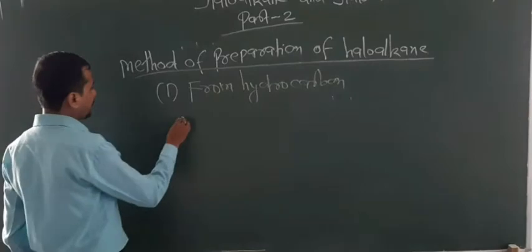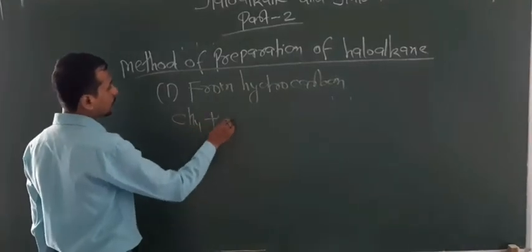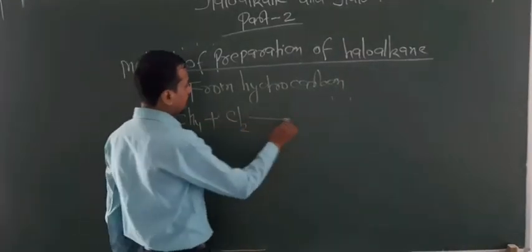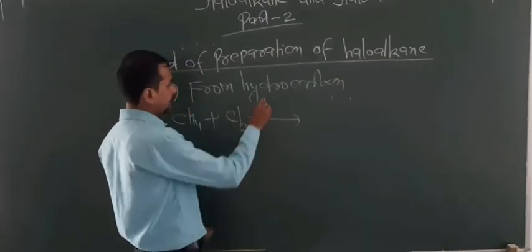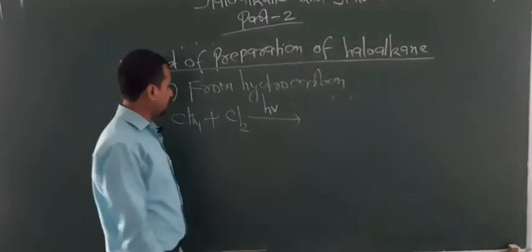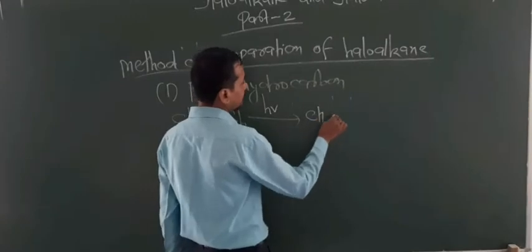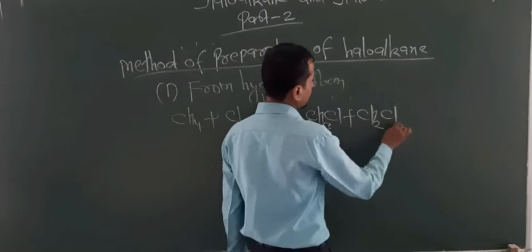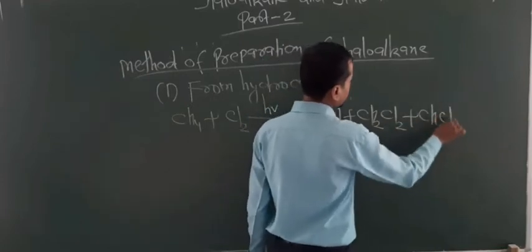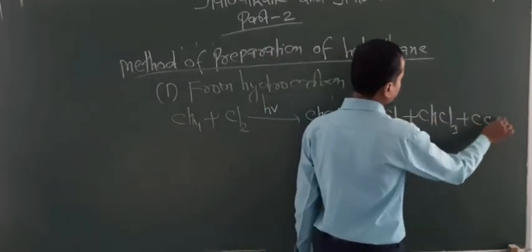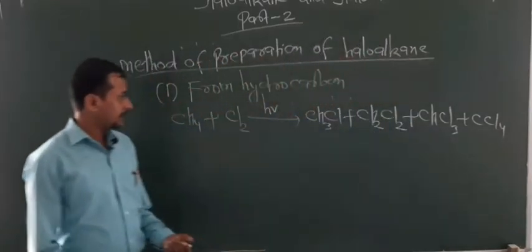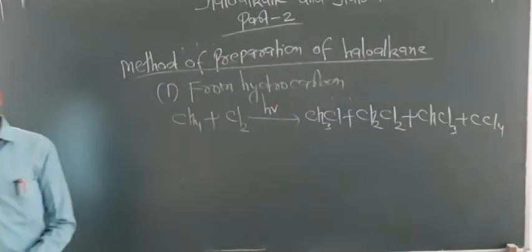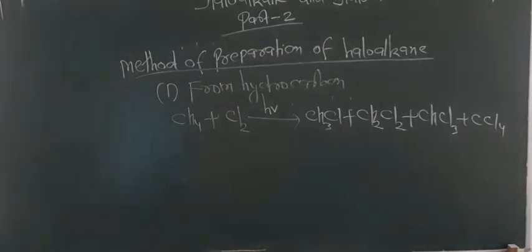Now if we take the example of CH4, so CH4 and Cl2, when they react in presence of light, homolysis takes place. So now this will generate CH3Cl plus CH2Cl2 plus CHCl3 plus CCl4. So that's why this gives a mixture of mono and polyhalogen compounds. So that's why this is not an easy task to separate them.